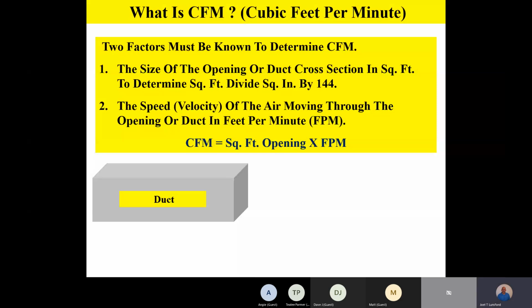Once you multiply the duct opening factors together, in our example, 360 square inches, remember, team, we always have to get to square feet in CFM. So on your calculator, take 360, divide by 144, and that should give you 2.5 square feet.